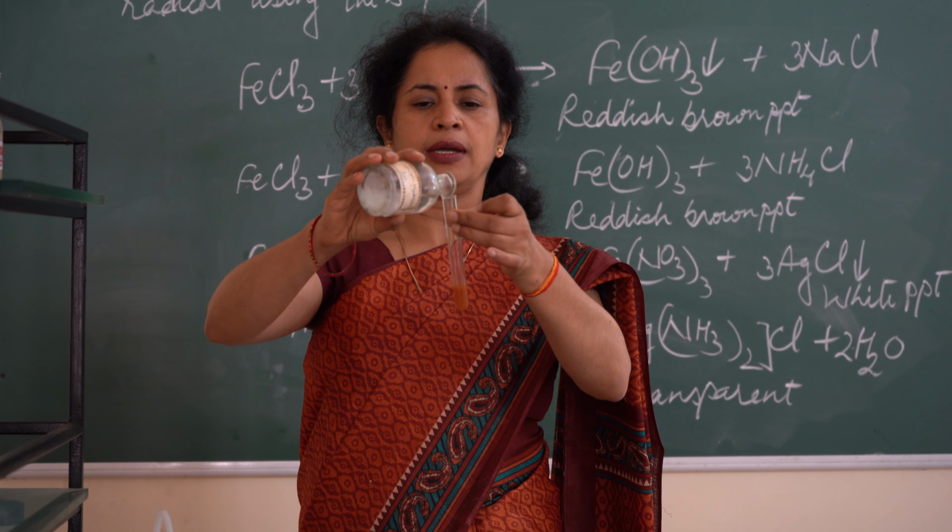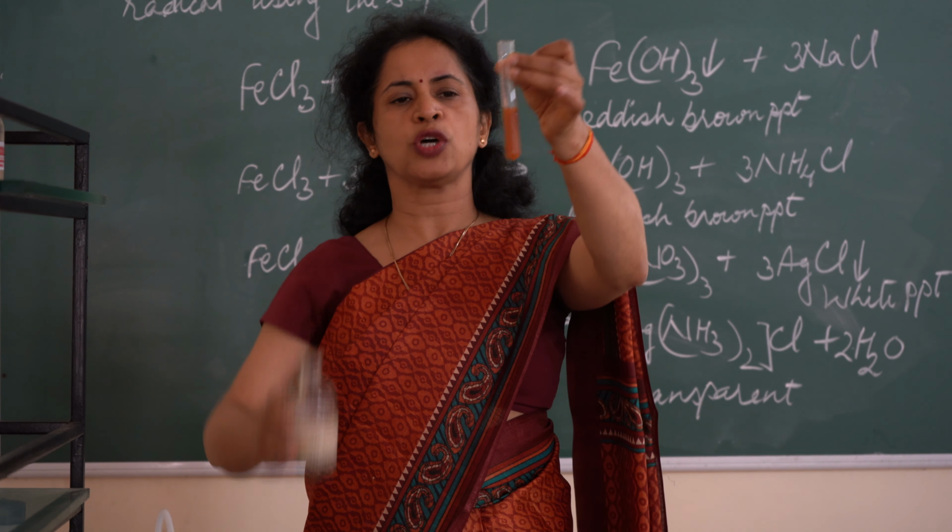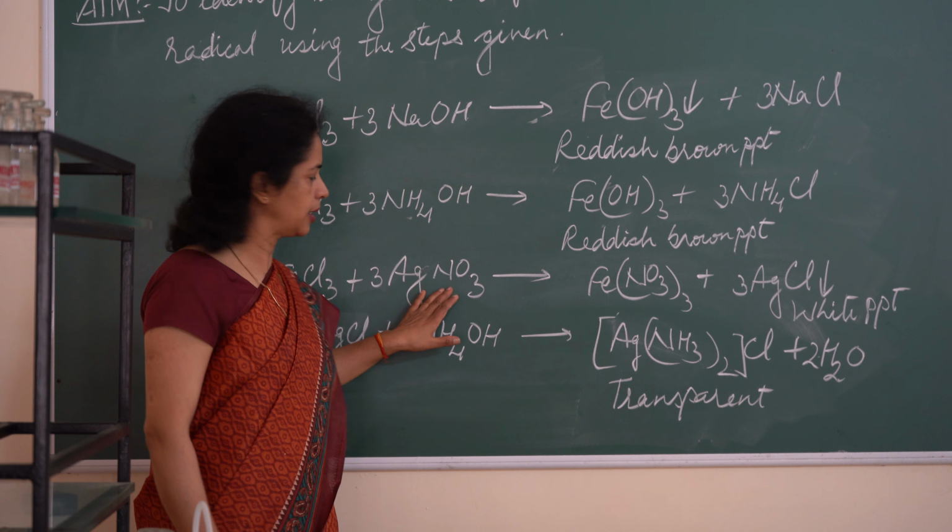Let us test with that. Here, if we add excess of ammonium hydroxide, it is not dissolving. So a reddish brown precipitate which is insoluble in excess of sodium hydroxide or ammonium hydroxide indicate that the given salt contains ferric ions. Let us test for anion or acidic radical.